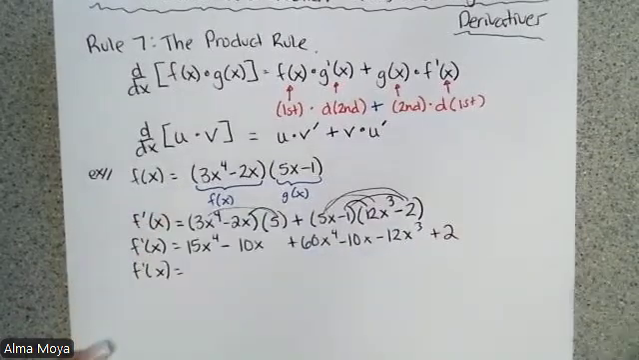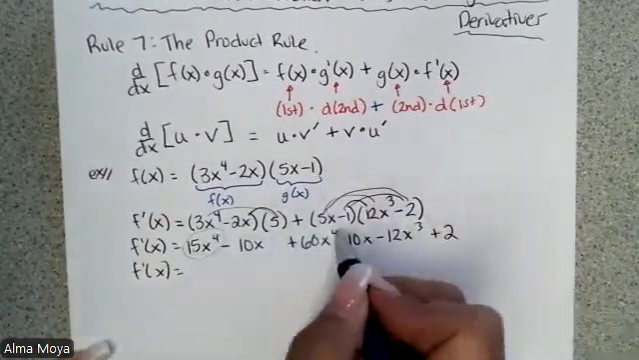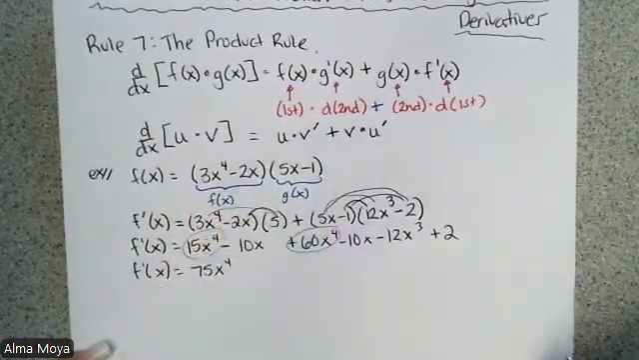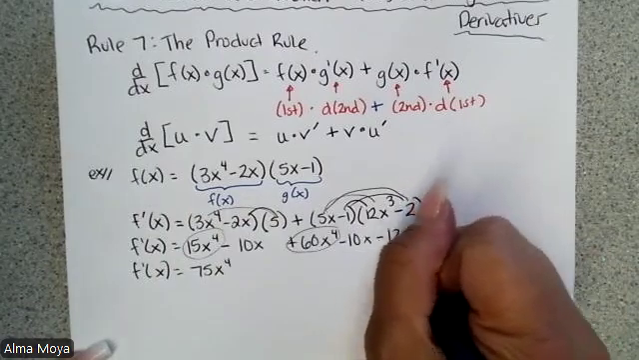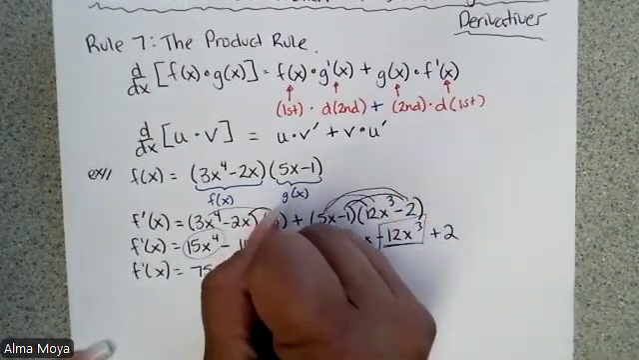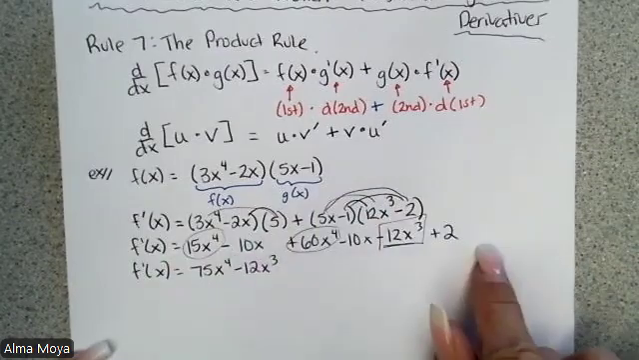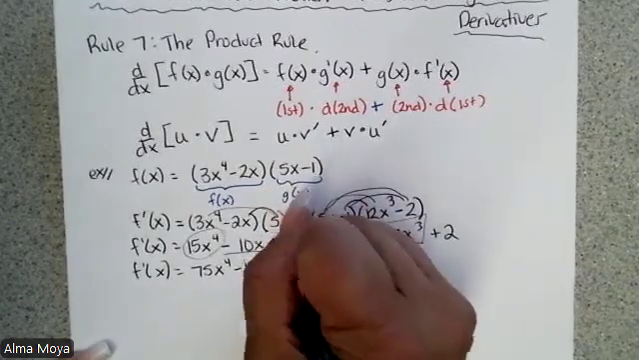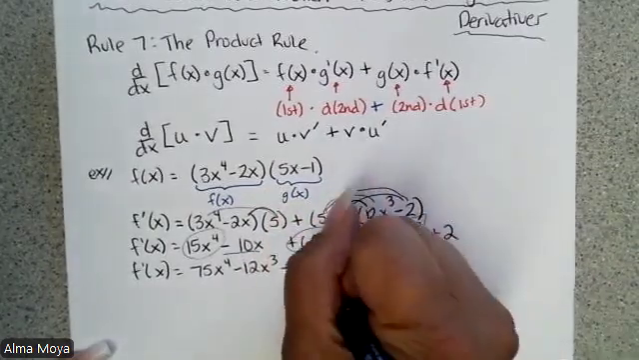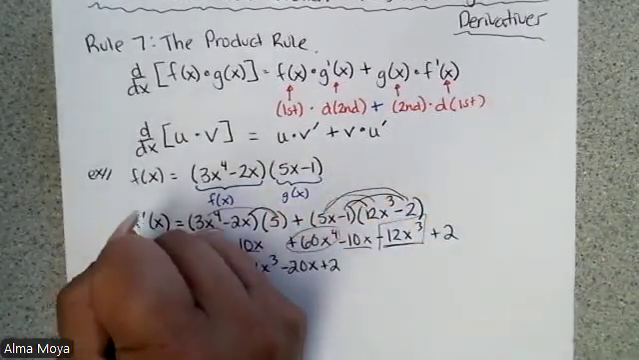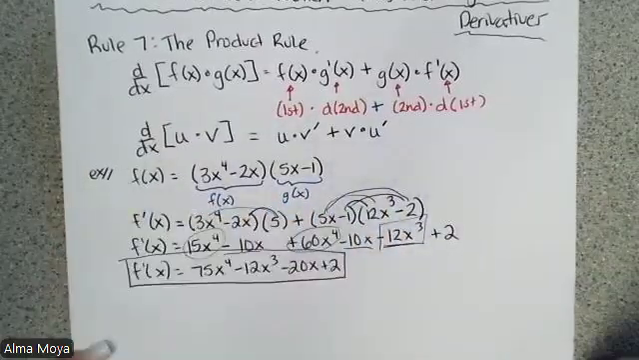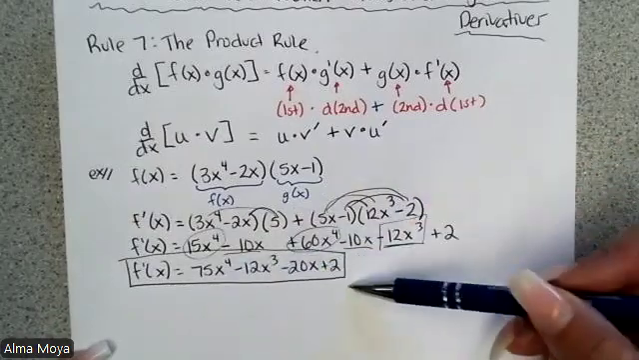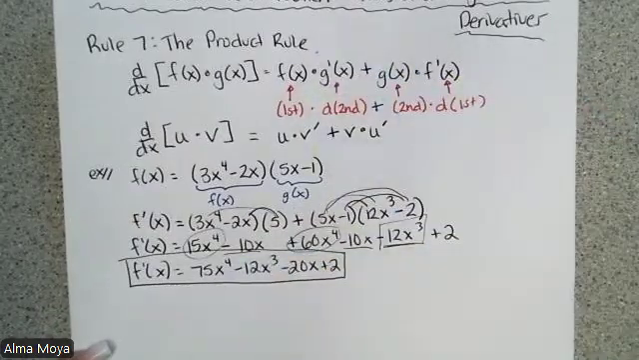I'm now going to combine like terms. My highest power is x to the 4th. That's going to give me a 75x to the 4th. My next power is going to be an x cube. So then that's minus 12x cube. I don't have any x squares. And then I have this negative 10x, which gives me negative 20x. And then I have this constant of 2. Now, yes, you could have just distributed all of this out and then taken the derivative, but I just wanted to show you guys the product rule.